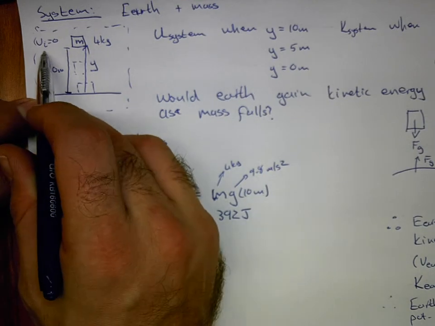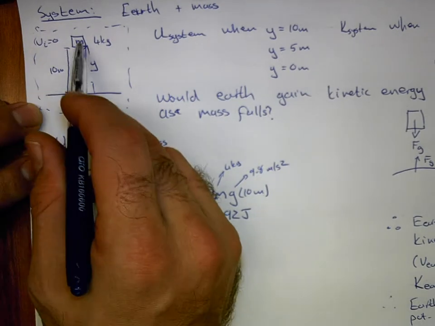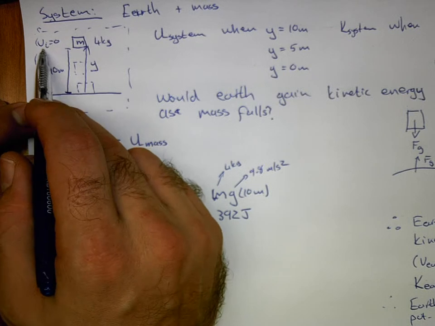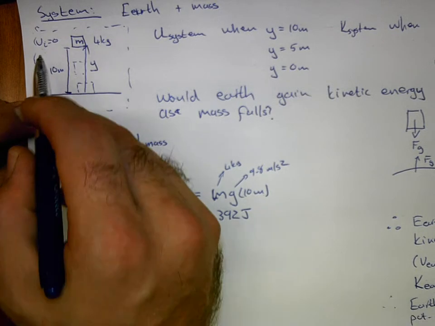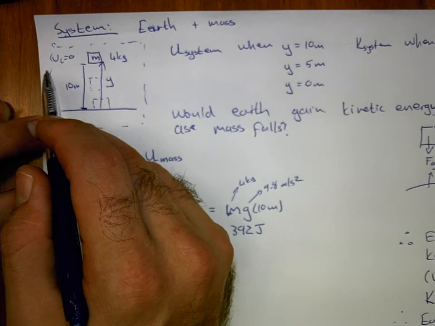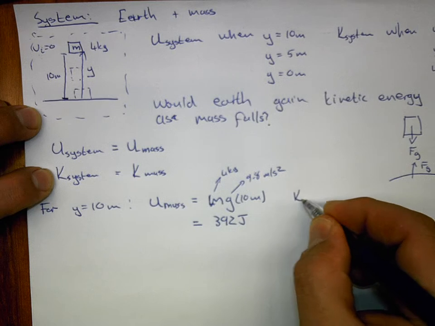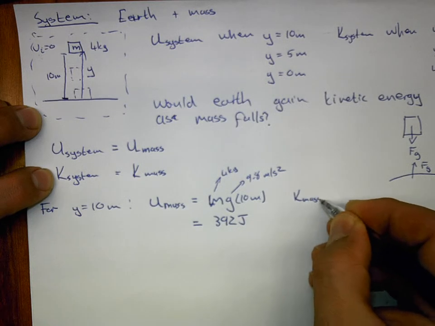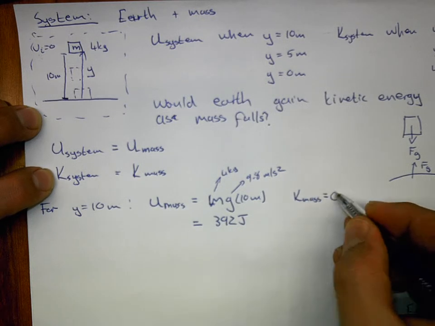And if it starts out at 10 meters above the surface of the Earth, its kinetic energy, if its velocity is assumed to be 0, we know that the kinetic energy of this mass is going to be 0.